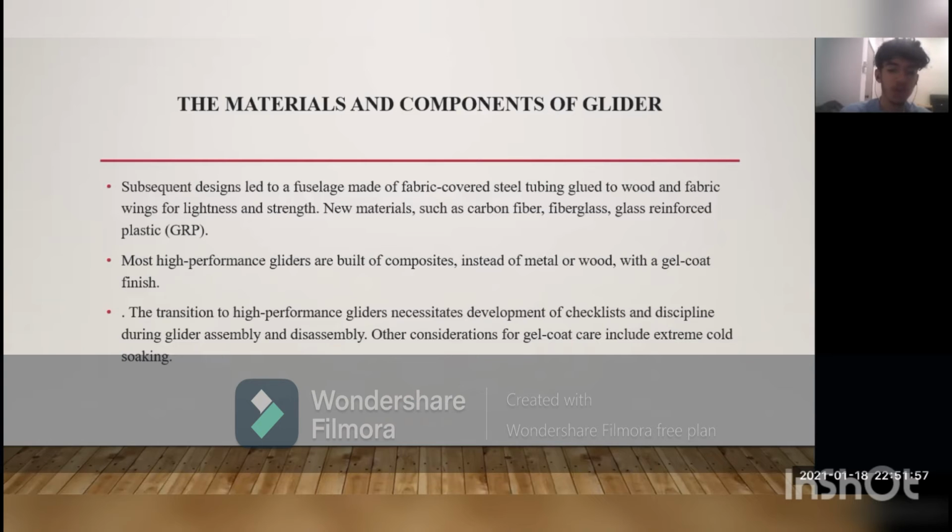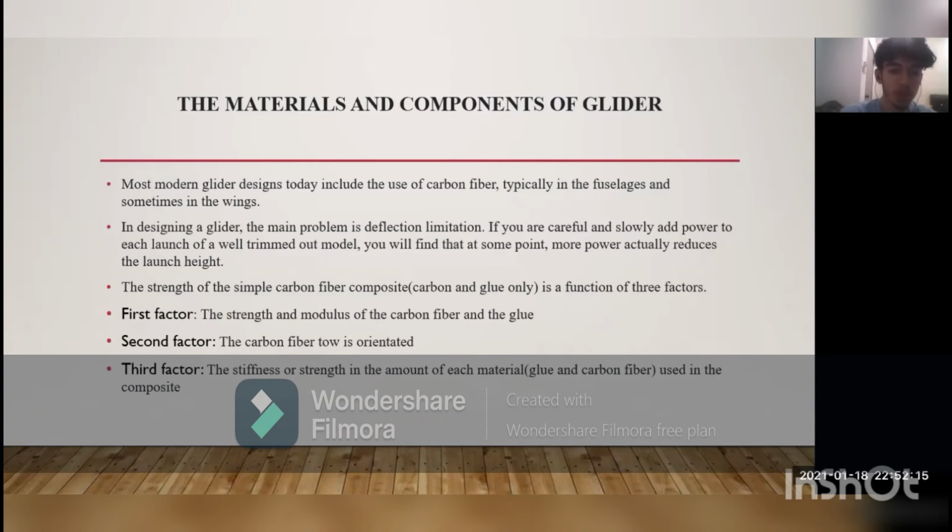In the transition to high performance gliders, the development of checklists and disciplines during glider assembly and disassembly, and other considerations for gel coat care include extreme cold storage. However, the most modern glider designs today include the use of carbon fiber, typically in the fuselage and sometimes in the wings. In designing a glider, the main problem is deflection elimination. If you are careful and slowly adhere to each launch of a well-timed model, you will find that at some point more power actually reduces the launch flight.